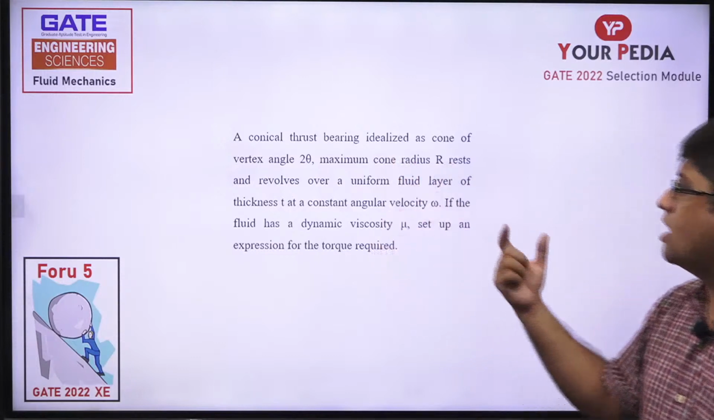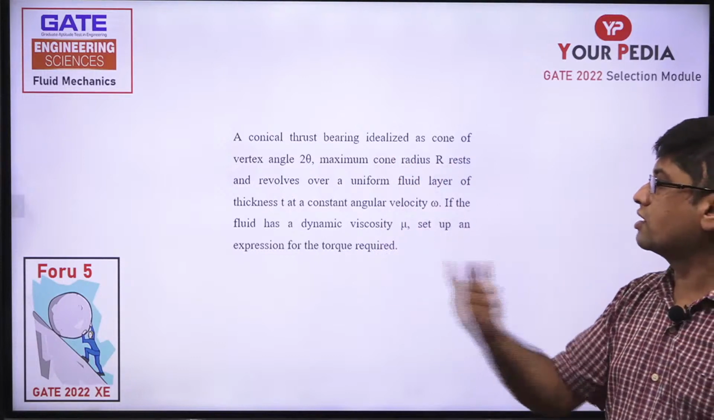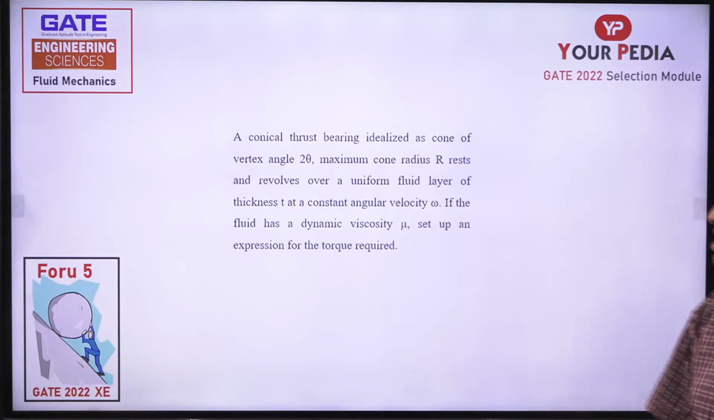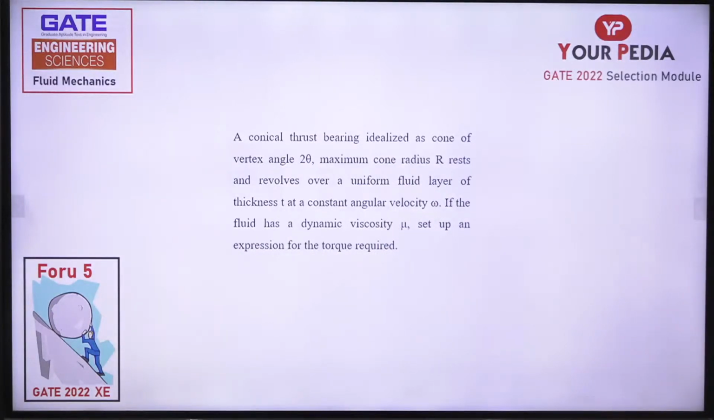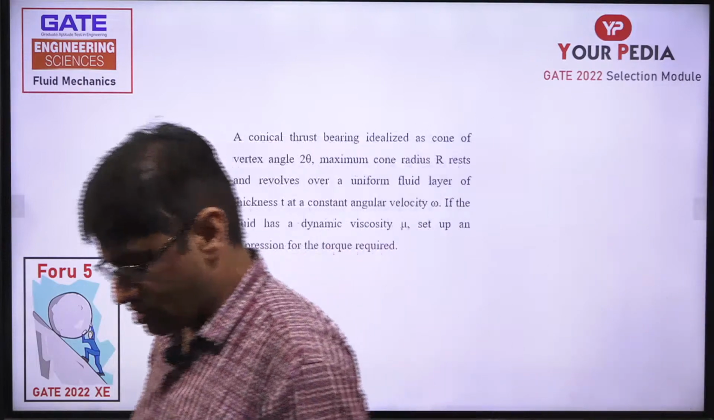Maximum cone radius r, resting and revolving over a uniform fluid layer of thickness T at constant angular velocity. Read this question. If the fluid has dynamic viscosity mu, you have to find the expression for the torque required. Read the question first. So this is the third Foru question from Newton's law of viscosity.